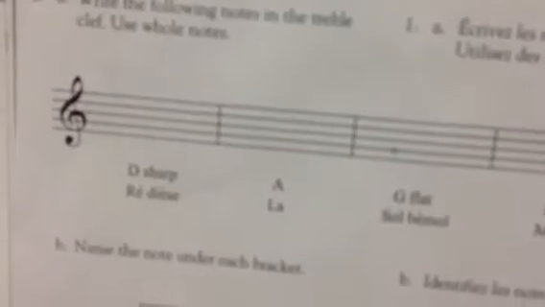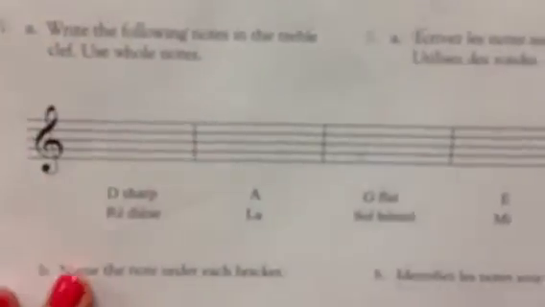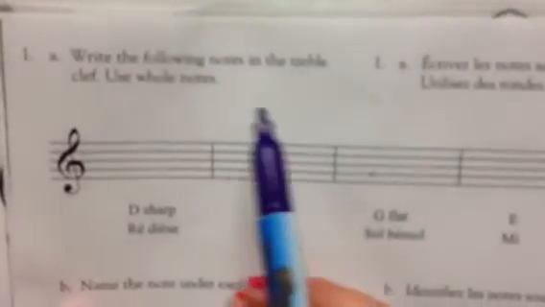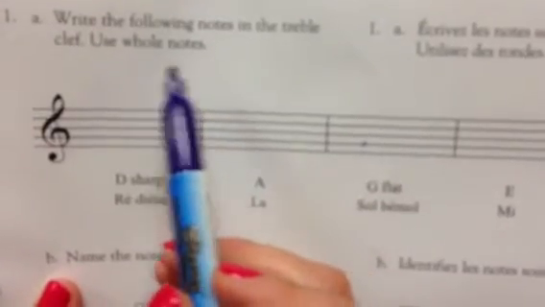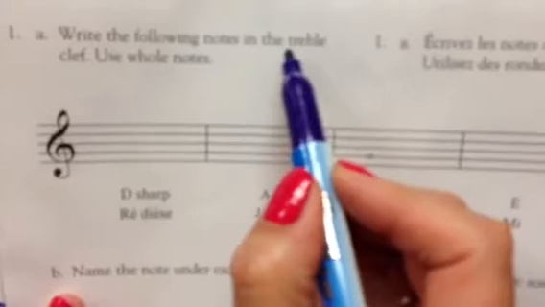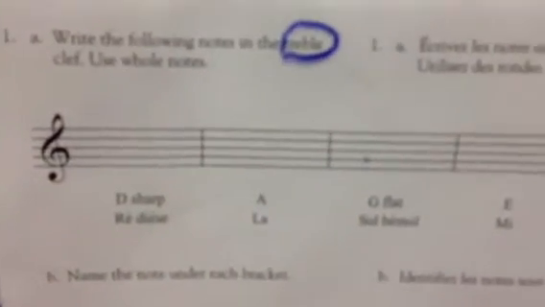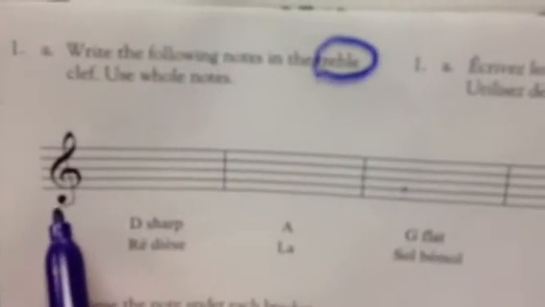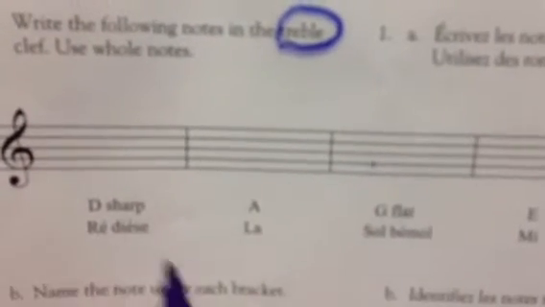Now, this is a typical kind of question you could get on your basic theory exam. It would say, write the following notes in the treble clef. Use whole notes. Now, be very careful because you see it says treble. A lot of students make errors because they don't read the question properly. Well, this one has a treble clef, so that's not so bad. So we're going to do the first one.